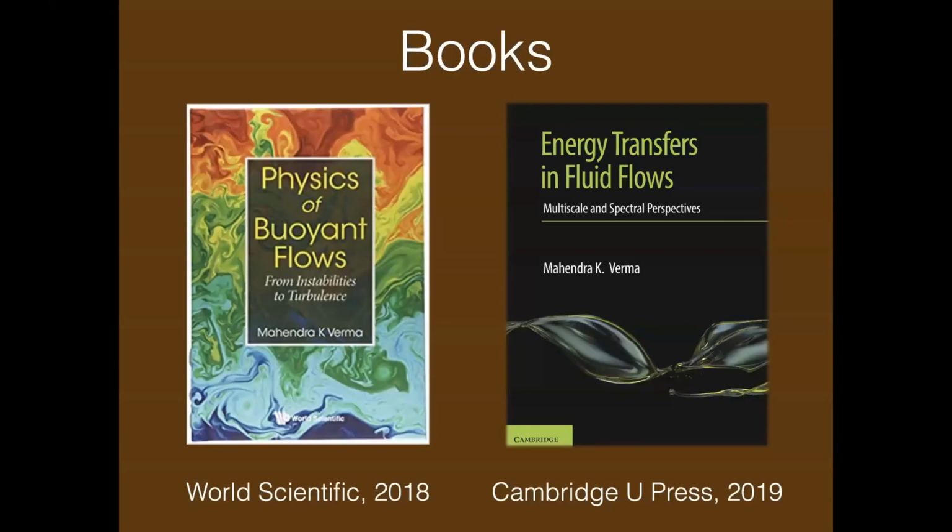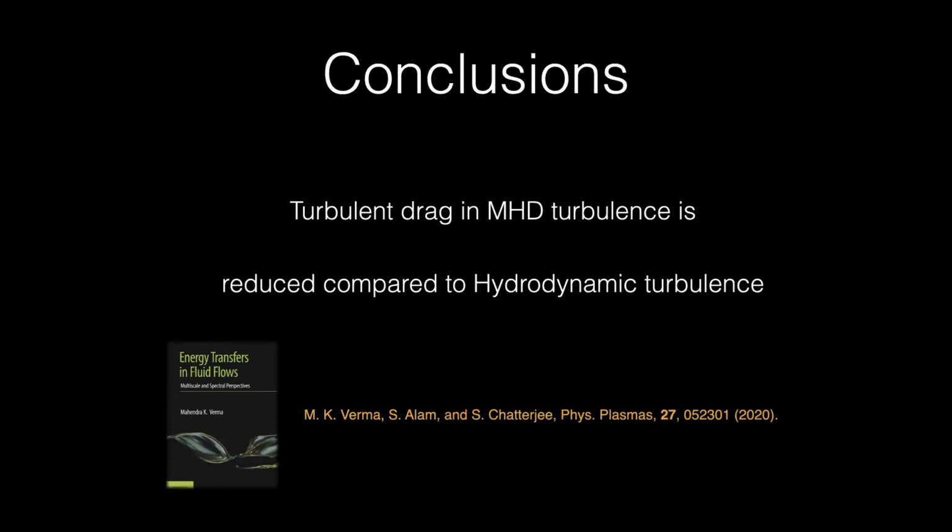Okay, so you can find a lot of these details in this new book. And so my conclusion is that turbulent drag in MHD turbulence is weaker compared to hydrodynamic turbulence. And very similar things happen for polymers, which has been studied. There are 1,000 papers, or even more than 1,000 papers, in that field. And similar things could happen in hydrodynamics, like rotation or some other phenomena, which we have not studied. Okay, I thank you for your attention.